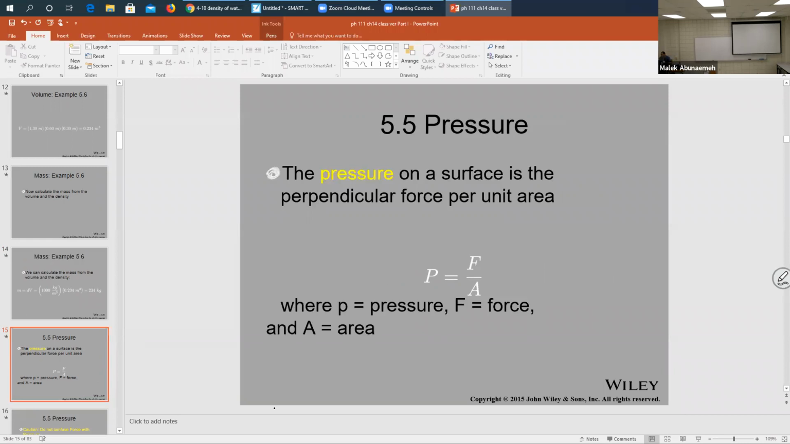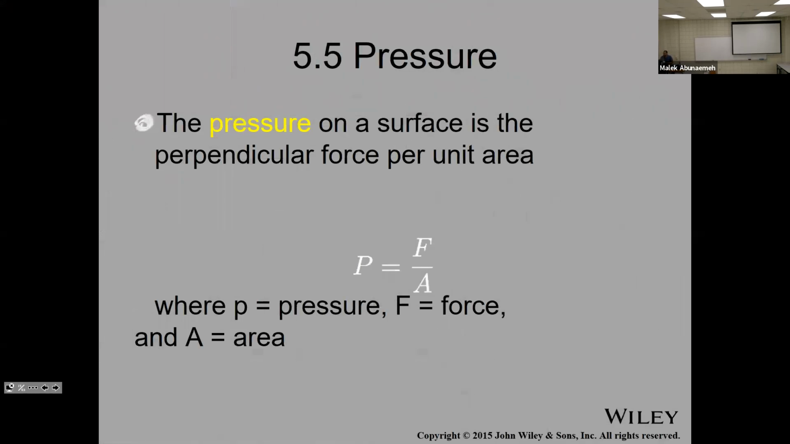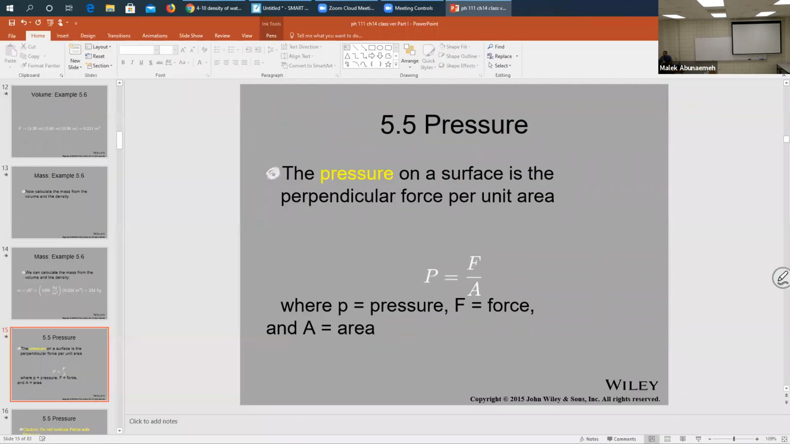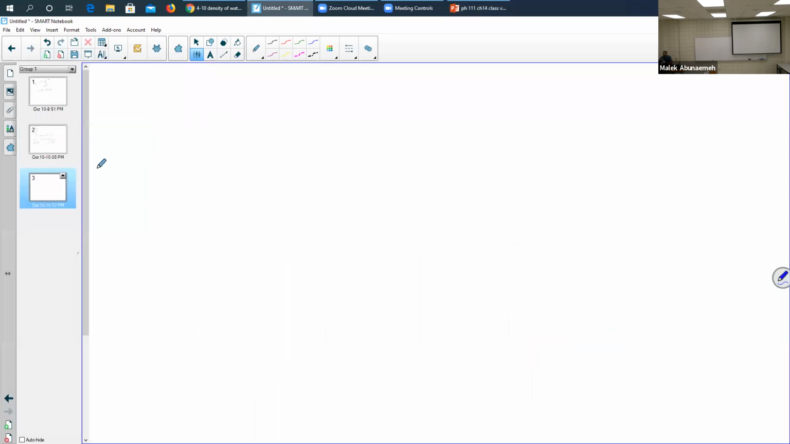So that gets us down to pressure. Pressure is the force you put on per area that you're applying it to. So the pressure on a surface is the perpendicular force per unit area. So your pressure is going to equal F over A, your force per area. Let me go ahead and write this down. Pressure is going to be a P, your force per unit area.